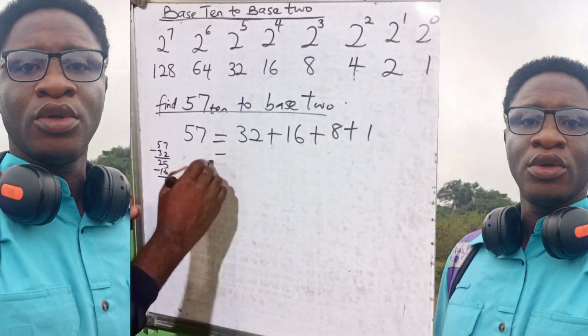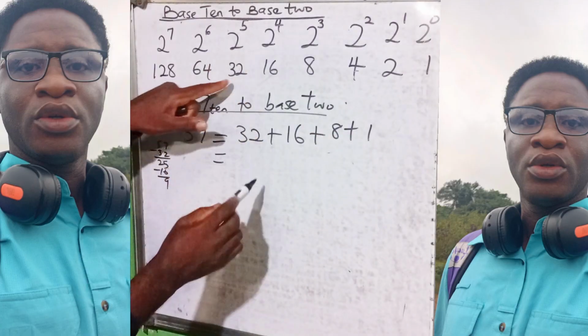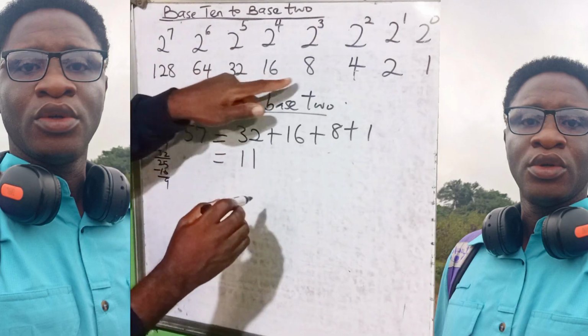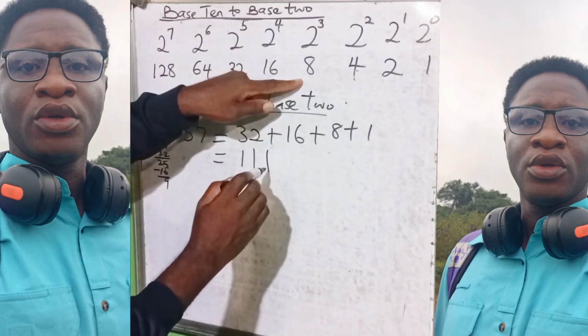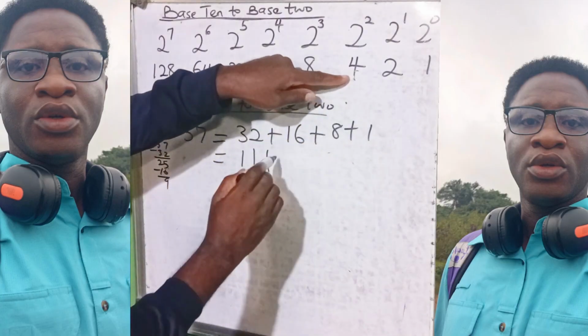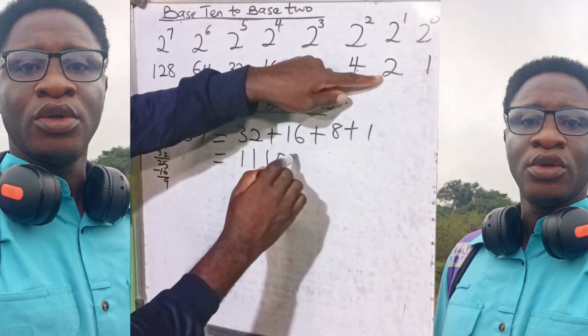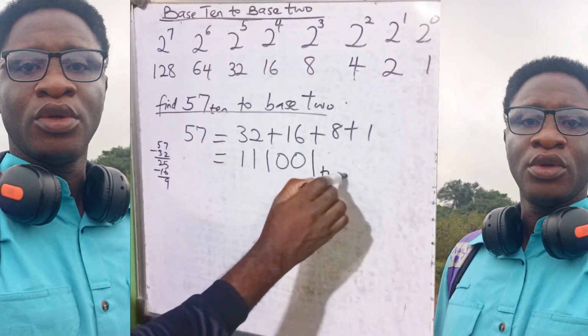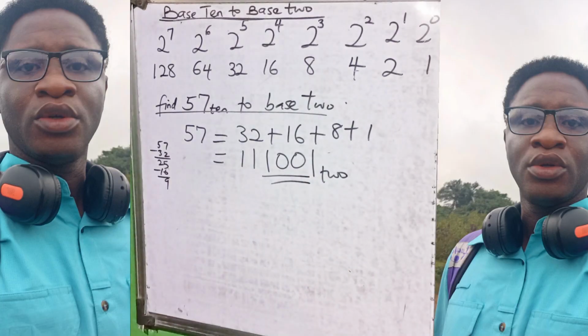So if you want to write the binary, we have 32. You can see 32 here, so we have 1. 16 also, you can see it, we have 1. 8, you can see 8, we have 1. 4, can you see 4 here? No. Can you see 2 here? No. Can you see 1? Yes. That's why the answer is like this. Very, very straightforward and simple.